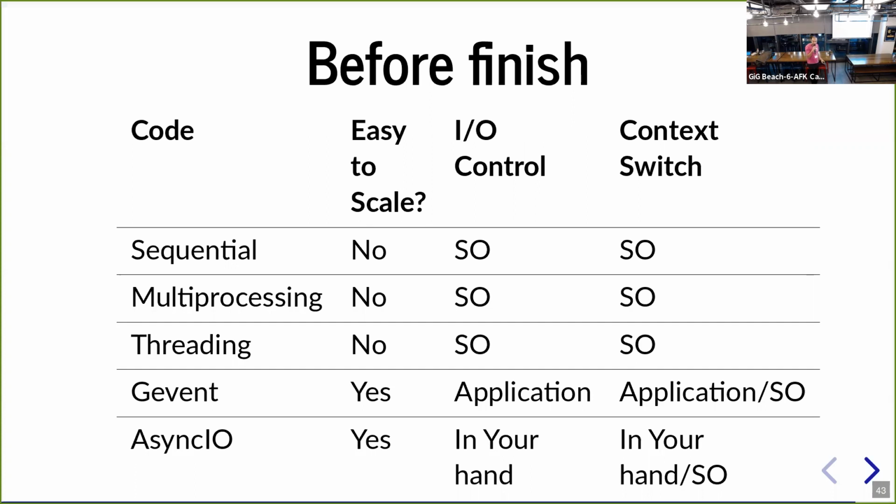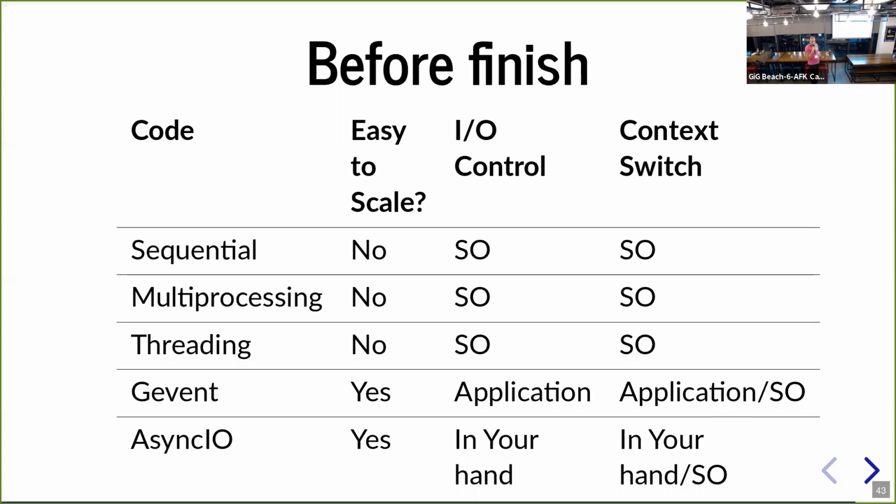And the context switch here is about the operating system. In multiprocessing, does it scale? No, why? Because you have the maximum number of processes that you have in your machine, then this is not easy. It's not easy to share the memory in these processes, then this is not easy to scale. Do you have IO control? No, because the IO control here is the operating system. Do you continue to have blocking IO?